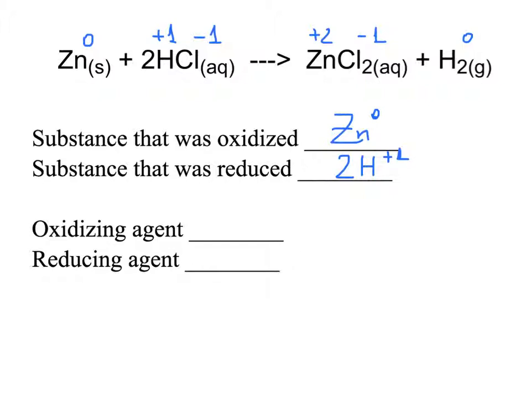Who played the role of oxidizing agent? Who accepted those electrons that were released in the process of oxidation? That was our hydrogen ions. And who was the reducing agent? The reducing agent was the reducing helper, the helper that was ready to give off those electrons that actually went to reduce the oxidation number of the hydrogen, and that was zinc.